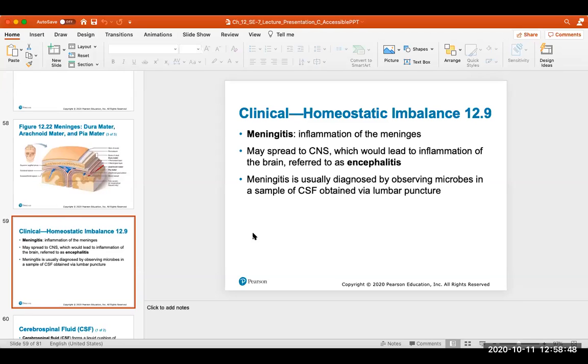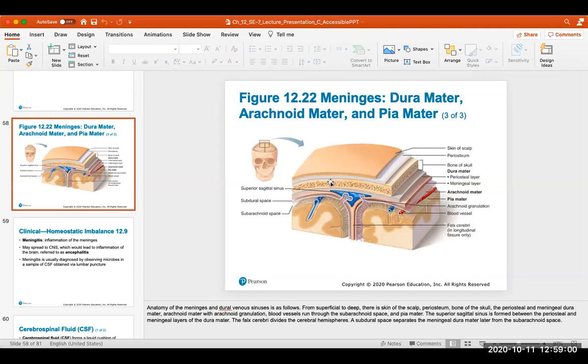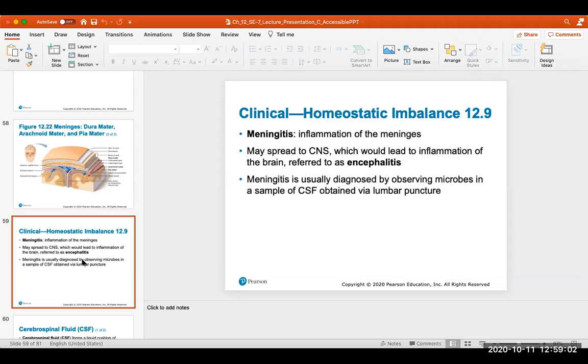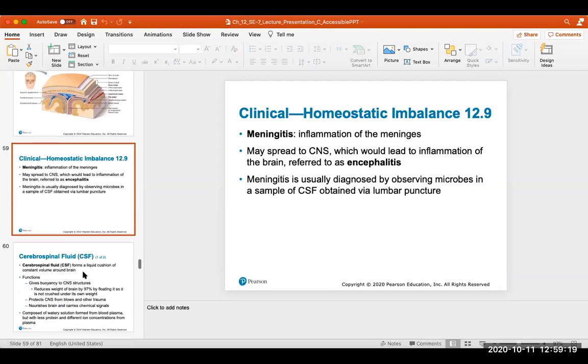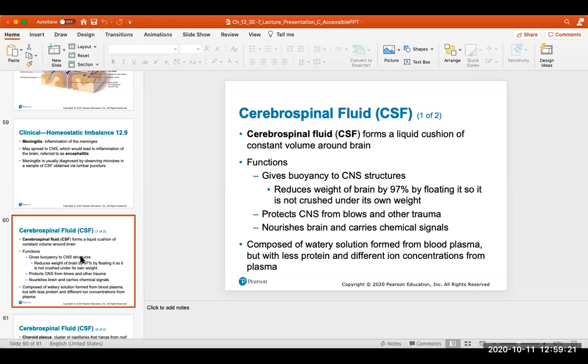We'll start here with what meningitis is. Remember, whenever you see an itis word, that means an inflammation. So meningitis is inflammation of the meninges, which are the layers that protect the brain, and you can see these layers here. It could spread to your central nervous system, which would lead to inflammation of the brain, and we refer to inflammation of the brain as encephalitis. Meningitis can usually be diagnosed by observing microbes in a cerebrospinal fluid sample obtained from a lumbar puncture, and we'll talk about what that is in a little bit.